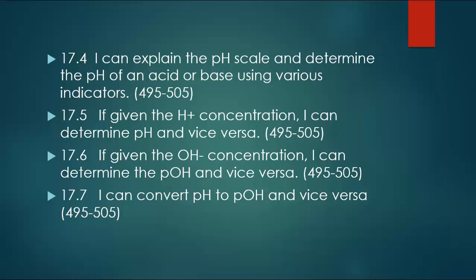I can explain the pH scale and determine the pH of an acid or base using various indicators. If given the hydrogen concentration, I can determine pH and vice versa. If given the hydroxide concentration, I can determine pOH and vice versa. And finally, 17.7, I can convert pH to pOH and vice versa.